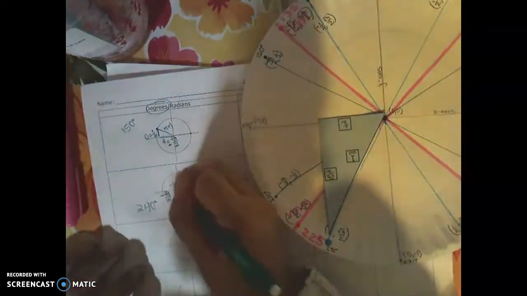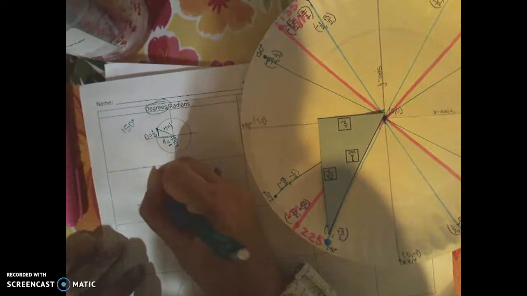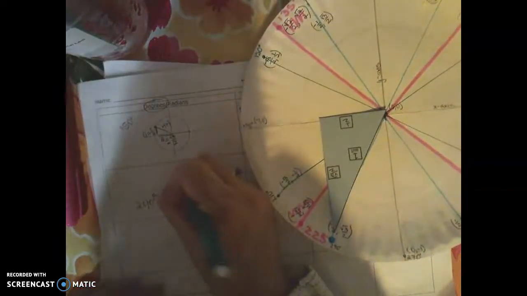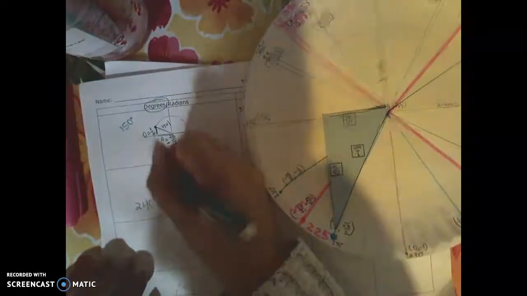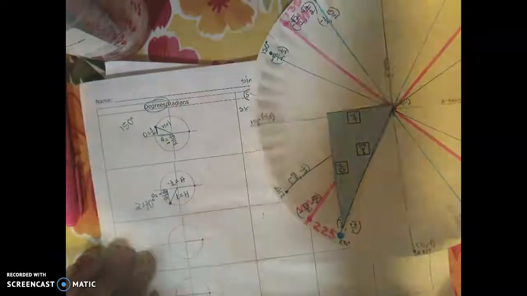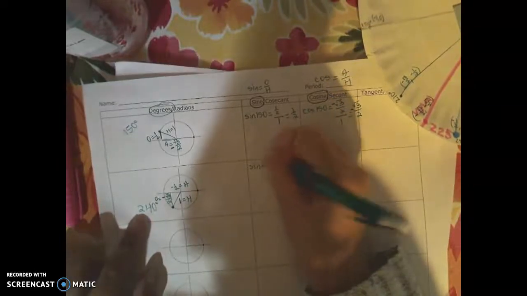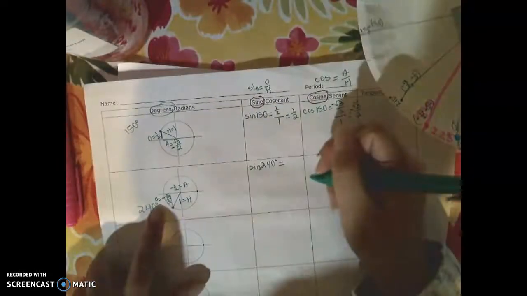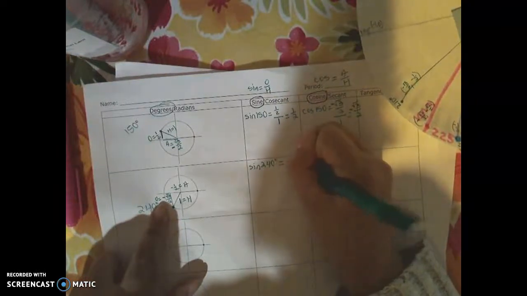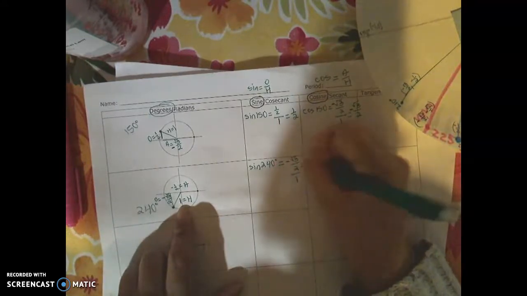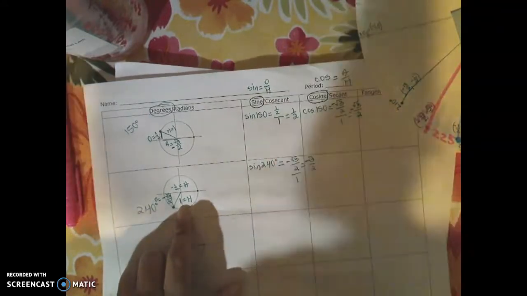Okay, so I know that negative square root 3 over 2 is my opposite side because that's on the other side of my angle. The hypotenuse is 1, and then that means the negative 1/2 is my adjacent. So now I'm going to use the same formula. Sine of 240 degrees is my opposite side, which is negative square root 3 over 2, over my hypotenuse 1. So that's negative square root 3 over 2.